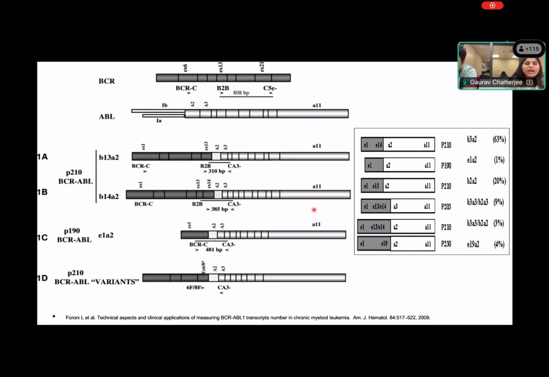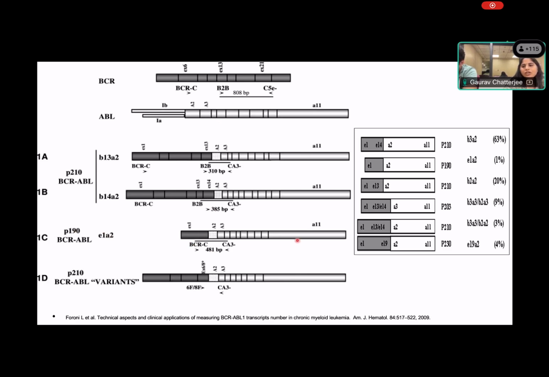In qualitative PCR, you can do a multiplex PCR, where you are amplifying a control area in the BCR gene. Here in the control area, you can see a product of 808 base pair. And in case you have E13A2, that is breakpoint in exon 13 of BCR and exon 2 of ABL gene, you will get a product of 310 base pair. E14A2, you will get a product of 385 base pair. And for your E1A2, that is P190 kind of product, which we see commonly in B-ALL, you will get a product of 481 base pair.